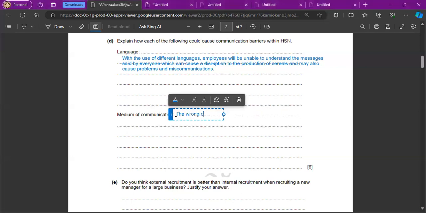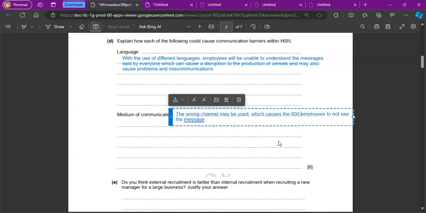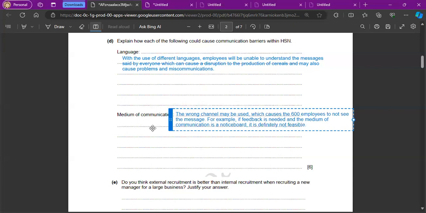So the wrong channel causes the 600 employees not to see the message. For example, if feedback is needed and the medium of communication is a notice board, it is definitely not feasible. Okay, so that would be my answer.